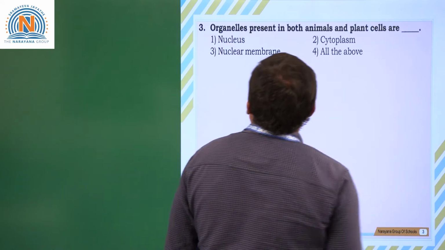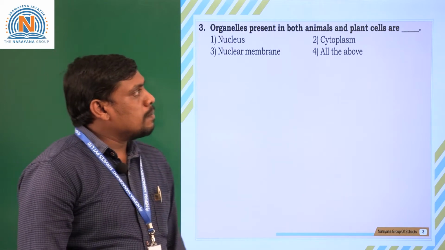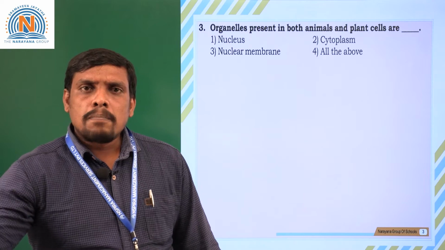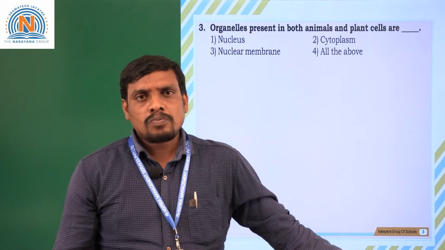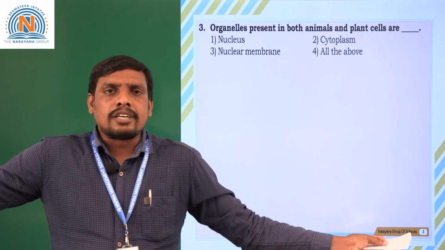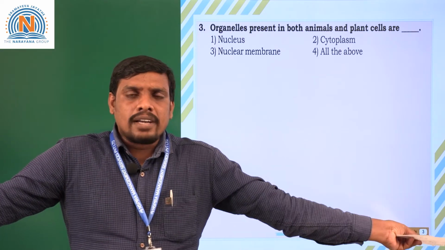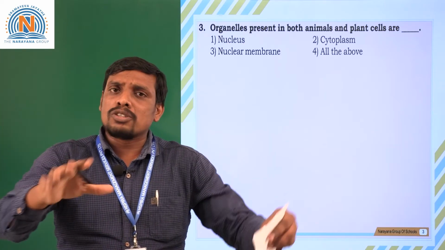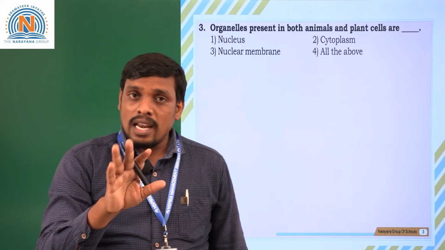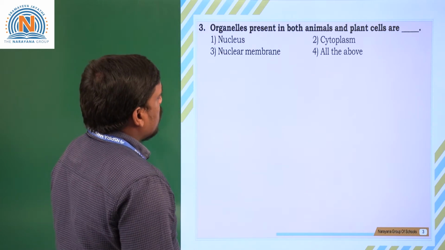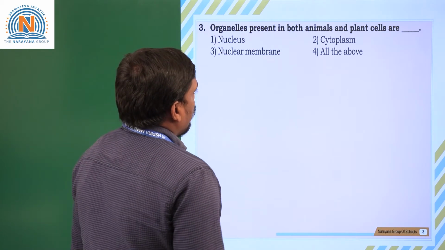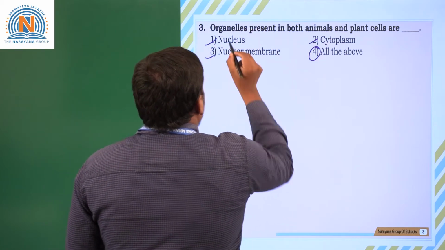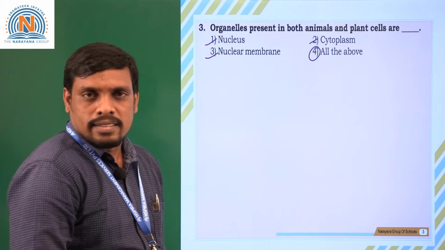Moving on to next question. Organelles present in both animal and plant cells are common cell organelles that are commonly seen in plant cell as well as animal cell. Suppose on right hand side you have a plant cell, left hand side you have an animal cell. In these two cells, what are the common cell organelles you will find? Given options are nucleus, cytoplasm, nuclear membrane, and finally all of the above. So these three structures are commonly seen in the plant cell and animal cell, isn't it?